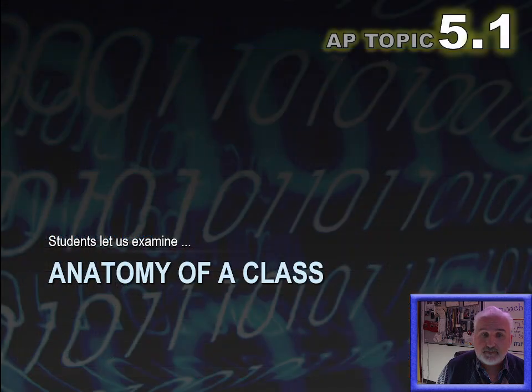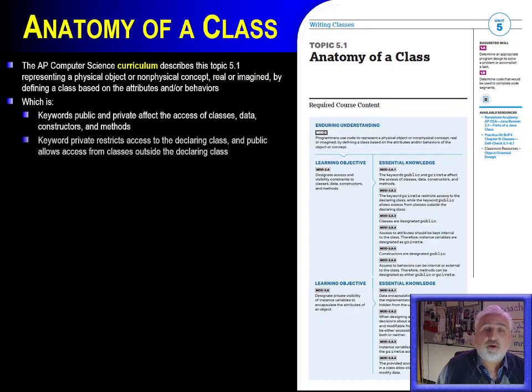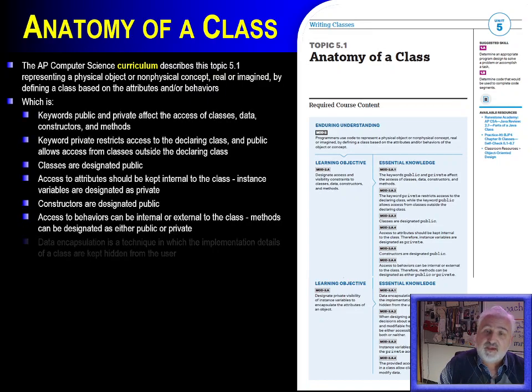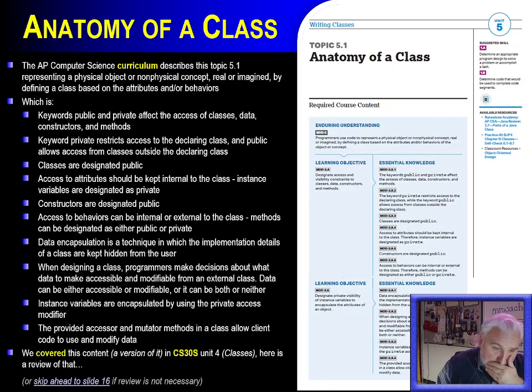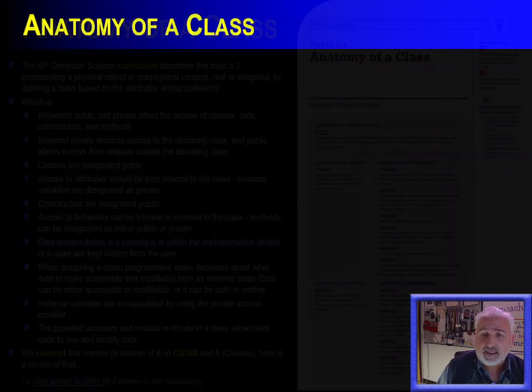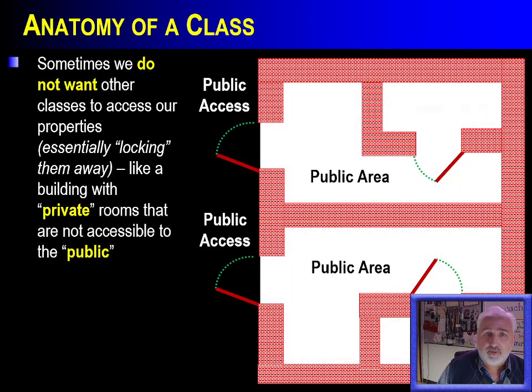In terms of weighting for the AP exam, this is between 5 and 7% of the exam content. All right, with topic 5.1, the anatomy of a class. Here you can see the specific sub-details of topic 5.1. You can pause the video and read it in detail. There's a lot of AP vocabulary there, but we're going to look at how I've reviewed the specifics of this content in courses in the past.